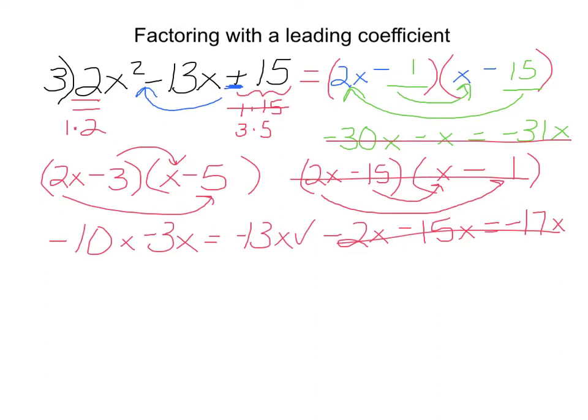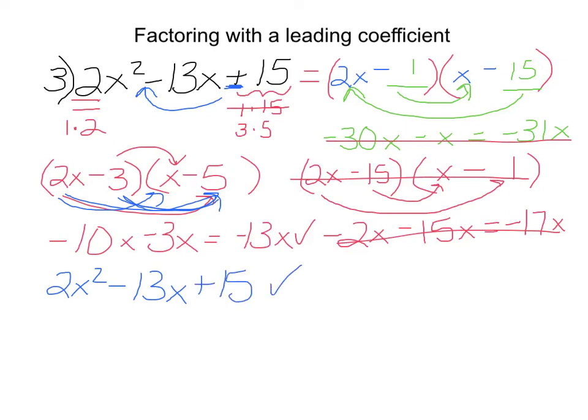So let's go ahead and check all of our terms. So here's our 2x squared. I know I'm going to get the negative 13 from what I just did. And then 2x, oops, last terms. Negative 3 times negative 5 is plus 15, and that checks. So we did it. A little trickier, but we did it.